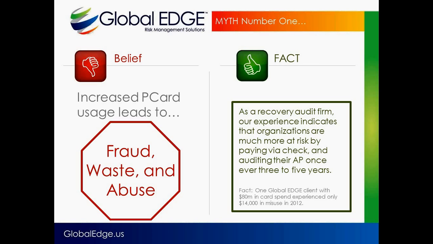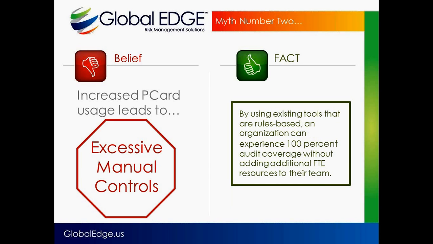We have one example here of a client that has roughly $80 million on a procurement card. And in 2012, they estimate, based on their audit, that they had about $14,000 in misuse. And using the numbers that I mentioned from a recovery audit standpoint, if you didn't audit that $80 million in transactions for 3 to 5 years, that would represent about $120,000. So you can see, putting things on a procurement card and looking at them on a monthly basis actually prevents the exposure that you've got. It doesn't increase it.